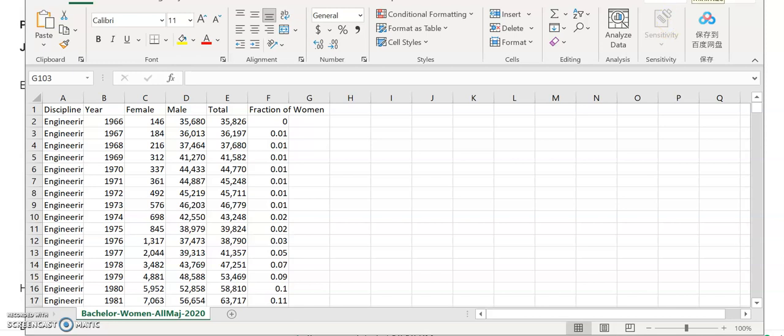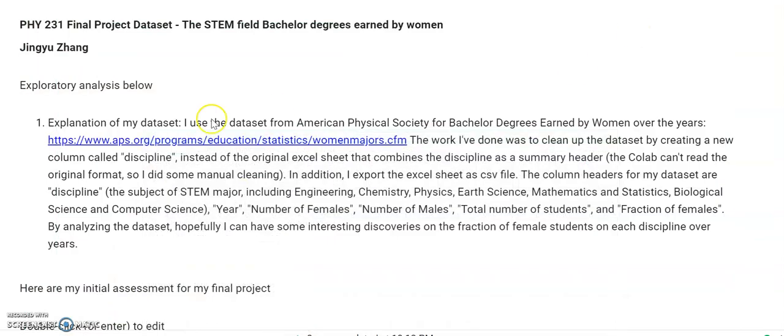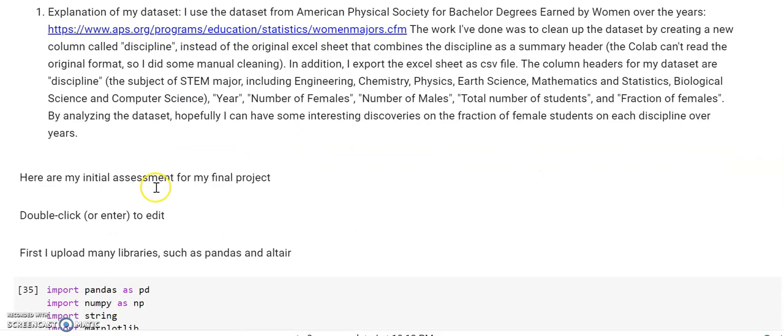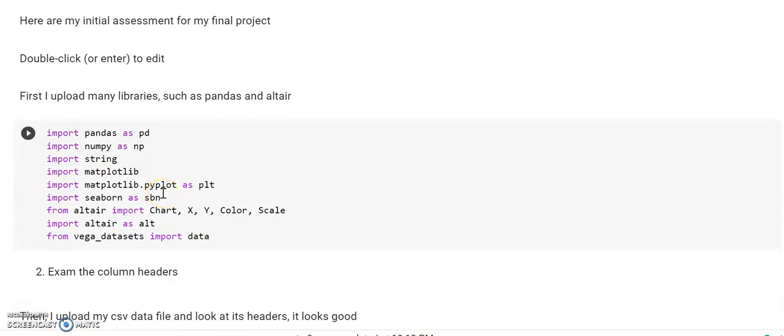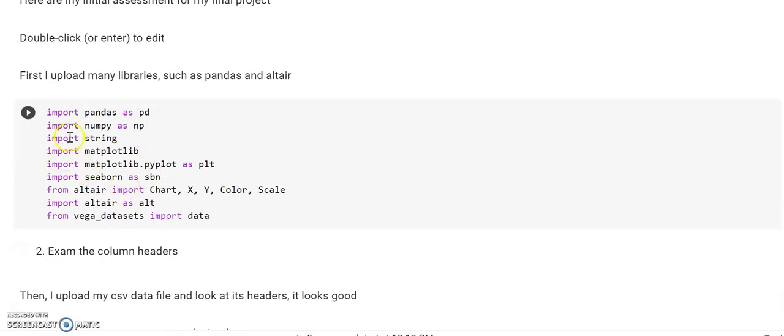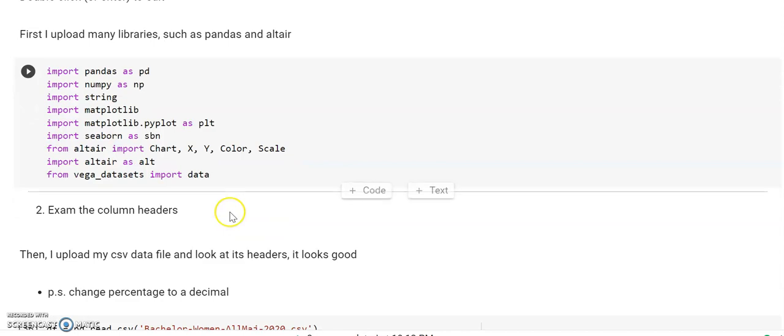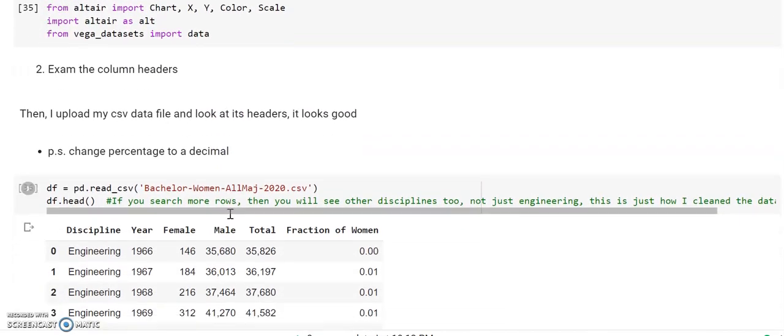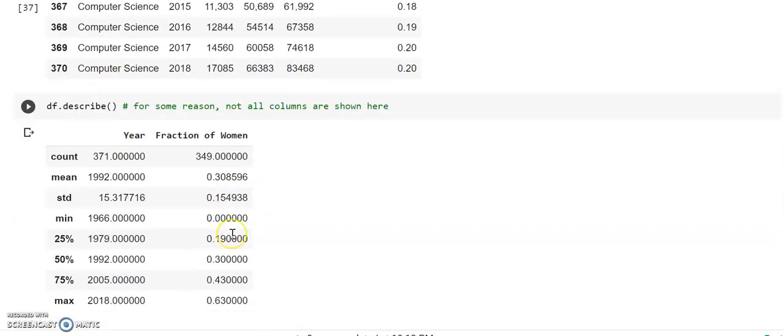So I manually cleaned up the dataset in an Excel sheet by creating a new column called discipline, instead of what the original Excel sheet has. In addition, I exported the Excel sheet as a CSV file so that Colab can read it. So here's my initial exploratory data analysis. First, I upload libraries such as pandas and Altair. Then I upload my CSV file and look at its head and tail and describe function.